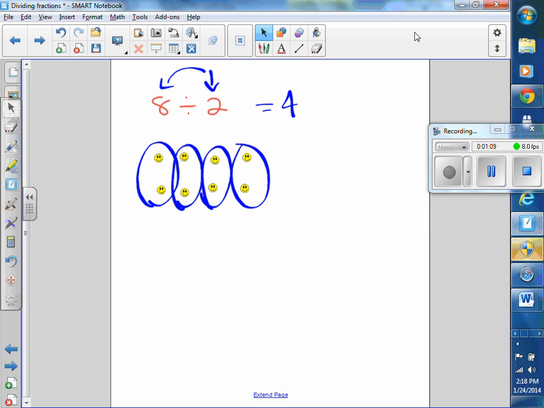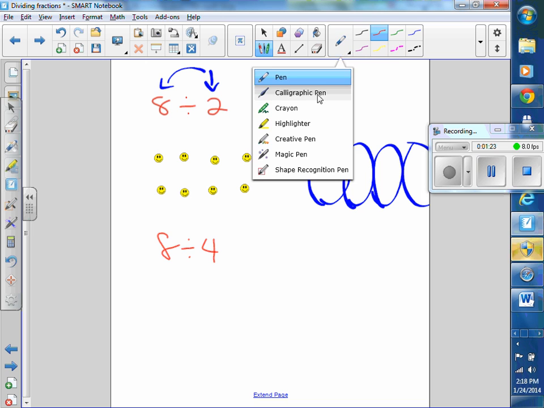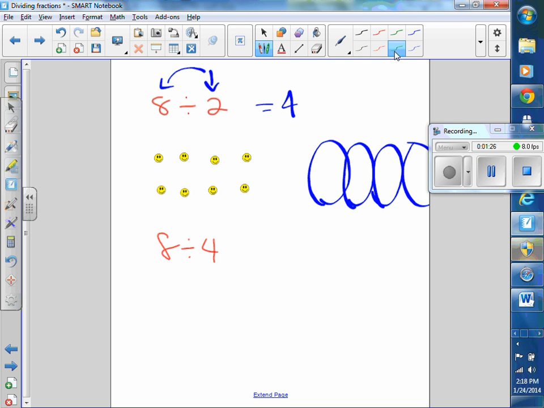So if I took my little happy faces, let's get rid of these guys, and I asked you, well, what is 8 divided by 4? How does that picture look any different? Olivia. That's right. How many groups of 4 are in 8? 2.